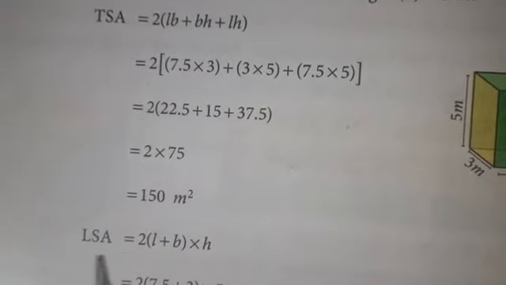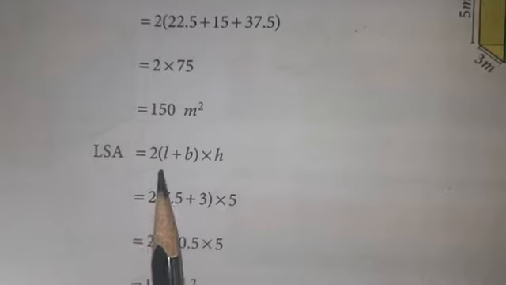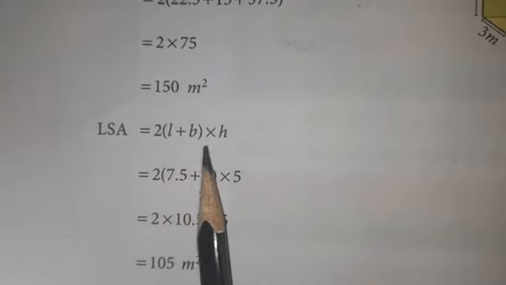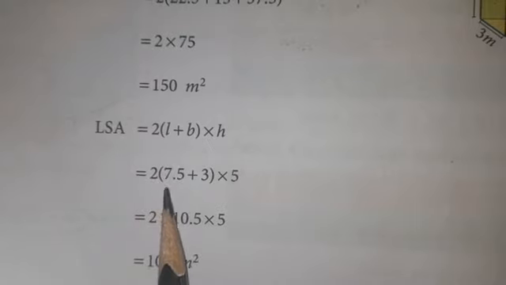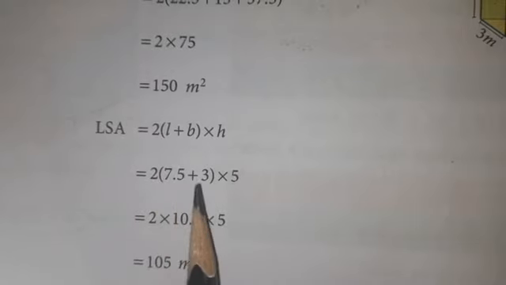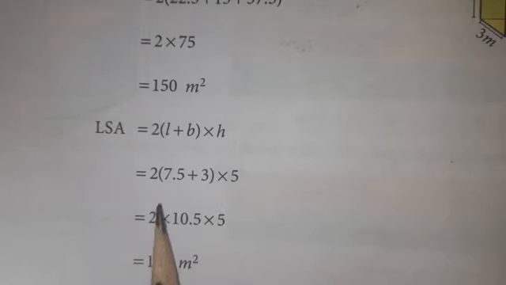LSA of a cuboid. Then they should find that LSA of a cuboid is equal to the formula 2 into (L plus B) into H, is equal to 2 into (L value is 7.5 plus B value is 3) into H value is 5, is equal to 2 into, add this one, 7.5 plus 3 is 10.5, into 5. When you multiply these three, you will get 105 meter square.